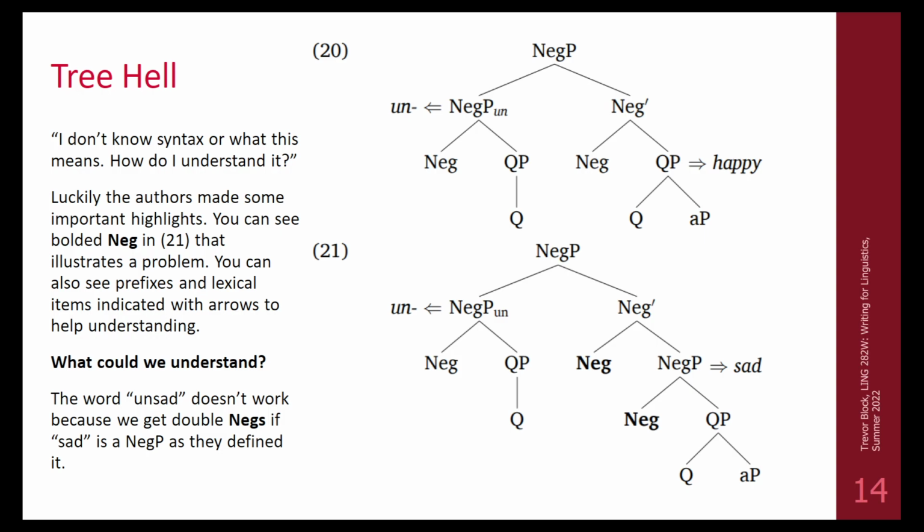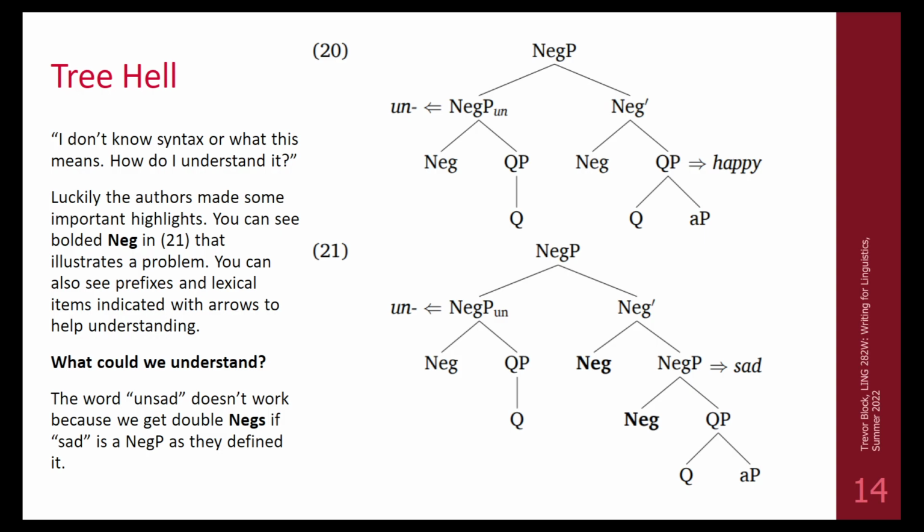Even if we don't see much, what we do see in 21 is the ungrammaticality of unsad, and it's been highlighted that you get two negatives back to back here. So even if we don't really understand the trees that well, we can still see their main point illustrated. When you get two negs back to back, you get unsad, which is ungrammatical. So what does this really mean? And at first, again, I didn't think too much of it.